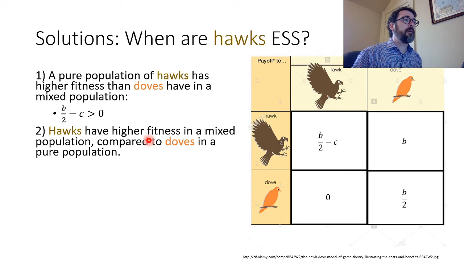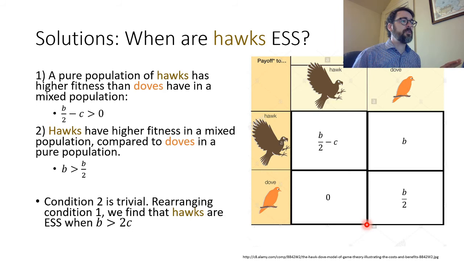And we need B to be greater than B over 2, right? So condition 2 is trivial. That's true no matter what. And if we rearrange this condition, we find that we need B to be greater than about twice the costs, if this is the way the world is. You can rearrange an inequality just like any equation.